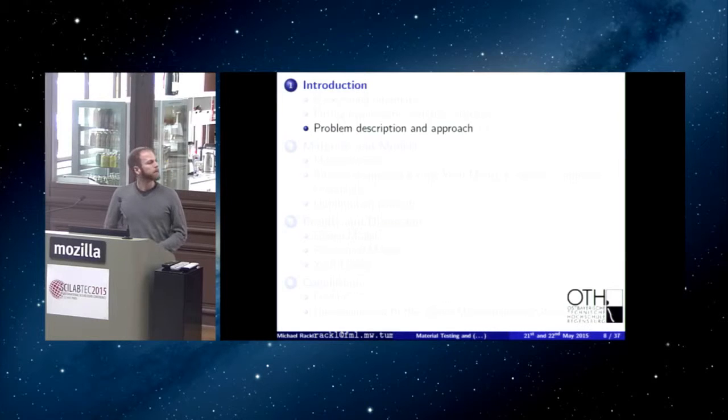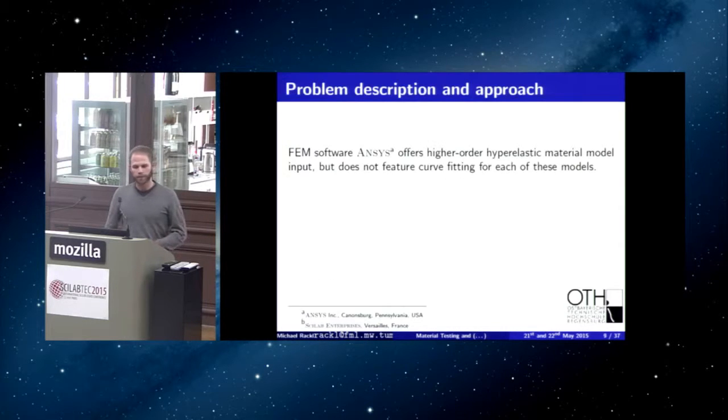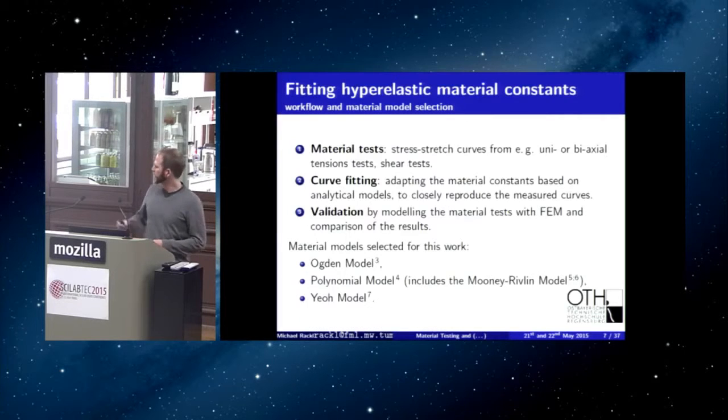Okay, but what was the actual problem? The actual problem was that we were using a commercial software which offers curve fitting for hyperelastic models. However, the order to which these models could be fitted was restricted. So what I have to say is that each of these models can have different orders. So there is a first order Ogden model, there is a second order Ogden model, there is a third order, and so on.